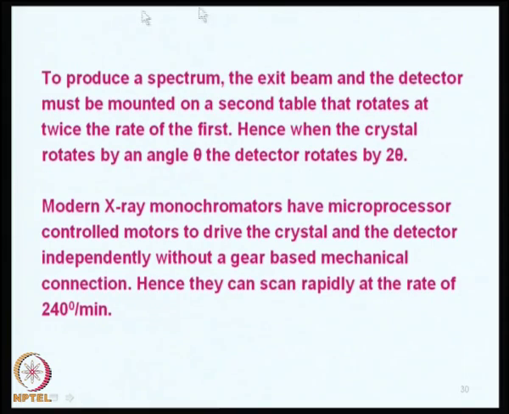And to produce the spectrum, the exit beam also has to be collimated once again, and the detector must be mounted on a second table that rotates at twice the speed that I have told you. Modern X-ray monochromator systems have microprocessor-controlled motors to rotate the crystal and the detector independent of each other, without a gear-based mechanism.